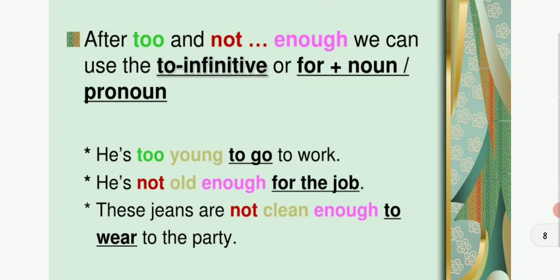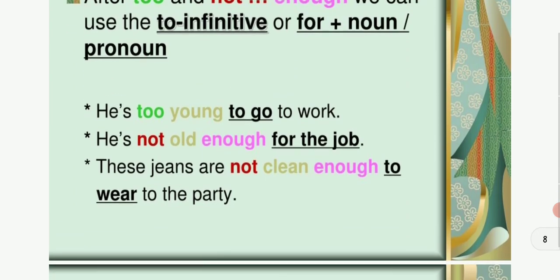He's still young for the job. And I used after "not" and "enough", "for" plus the noun. Number 3: these jeans are not clean enough to wear to the party. So we have here "not" and "enough", right? And between "not" and "enough" comes an adjective, and after them we use "to" and an infinitive.